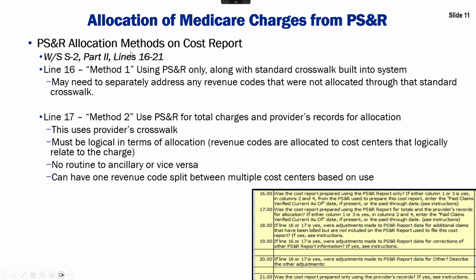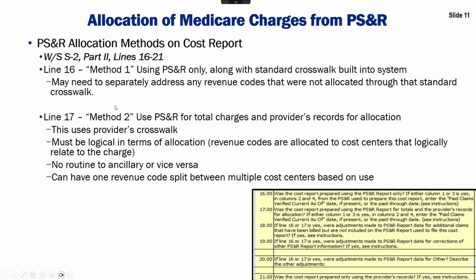Now let's take a look here at the allocation methods that are available. From a provider perspective, you're looking at this when you're filling out worksheet S-2 Part 2. This is not the normal S-2 worksheet that has your core questions that drive a lot of the cost report. This is worksheet S-2 Part 2, which is the informational hospital questionnaire. If you've worked with Medicare for a while, you may recall it being CMS 339. It was the Form 339 back in the day.